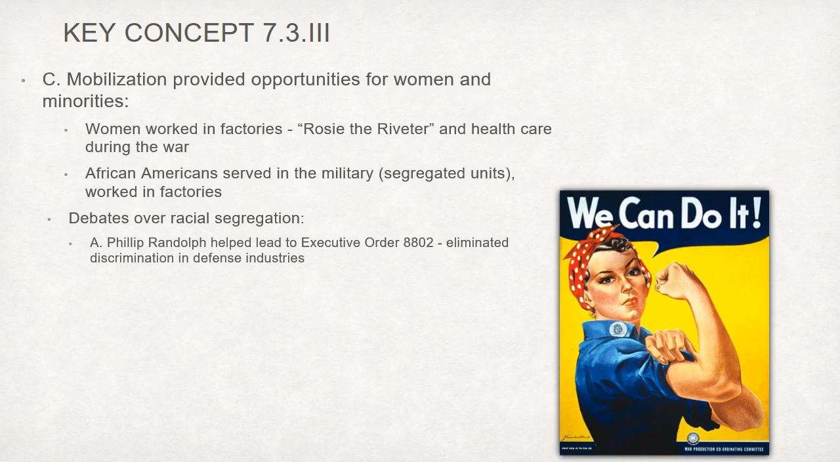Executive Order 8802 is an example of this, where A. Philip Randolph helped to lead the fight for this. A. Philip Randolph, very famous African-American union activist. It eliminated discrimination in defense industries. And the Double V campaign, victory over fascism abroad, victory over racism at home, is another great example of how World War II is forcing these discussions on America, these discussions that we may have had in the past, but we really don't like to have as a country.